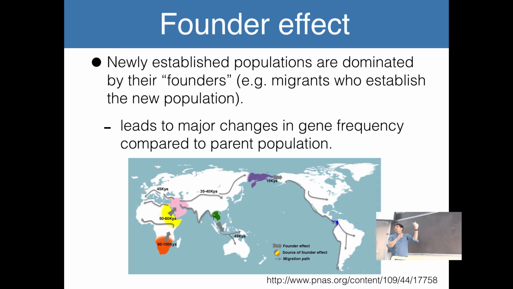You get that when you have migration events, like in human history, where you've got the ancestral home of humans in Africa, and these migration events are not huge groups of individuals moving into new areas, but small groups. So you get founder effects where those small groups, just by chance, have a different genetic makeup than the parent population. And that's why there's genetic variation among humans if you go to different places.